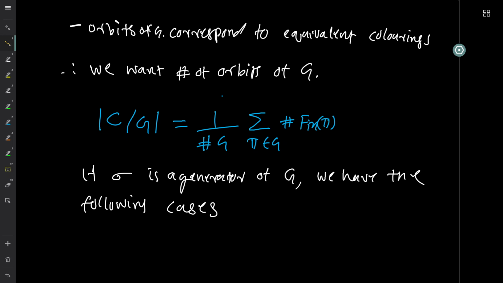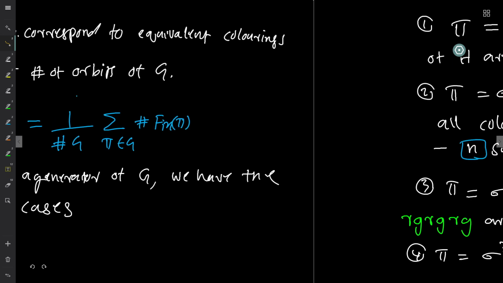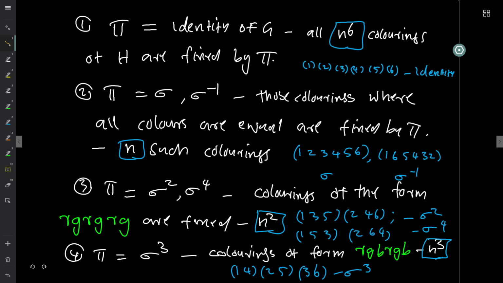Now, the cardinality of the orbit space of the action of G on C, the cardinality of C mod G, is by Burnside's lemma 1 by the order of G, the summation over all the permutations in G of the cardinality of Fix of phi. Now, if sigma is a generator of the group G, we have the following cases: either the identity, sigma, sigma square, sigma cube, sigma raised to 4, sigma raised to 5, etc. So let us look at each case.